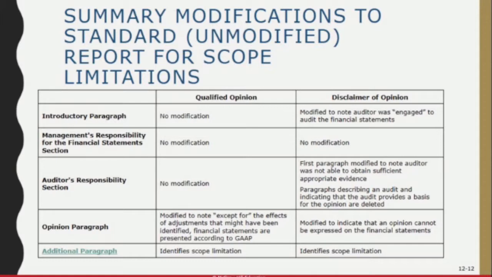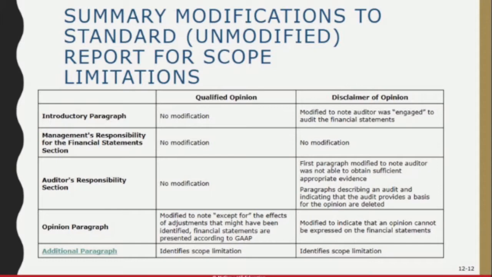which identifies the scope limitation. If the auditor issues a disclaimer of opinion, meaning they can't give an opinion on the financial statements, you will see an example of that on the following page in Exhibit 12.8. So what you should know, there are tons of modifications at this point. At this point, the auditor is going to modify the introductory paragraph because they can't say we audited, they have to say we were engaged, right, to audit. So not that they audited those financial statements.